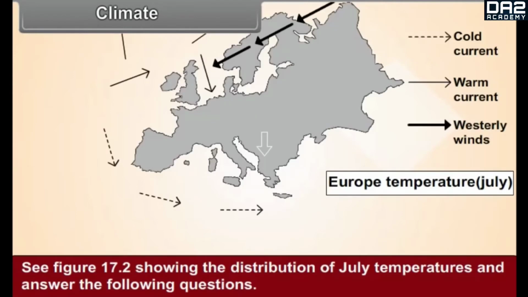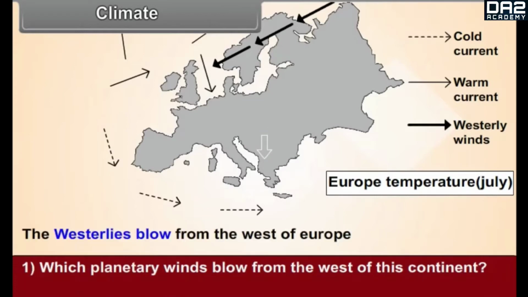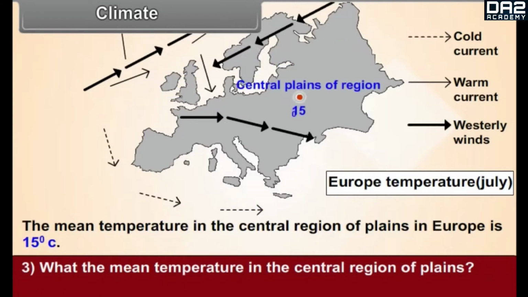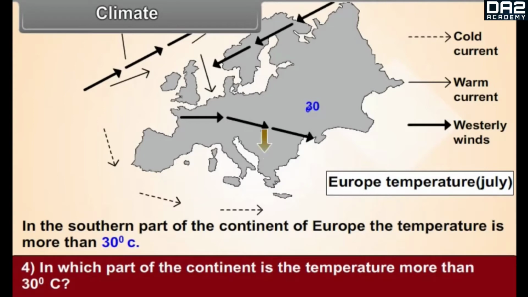Climate. See figure 17.2 showing the distribution of July temperatures and answer the following questions. Number 1. Which planetary winds blow from the west of this continent? Number 2. In which part of the continent are the temperatures below 10 degrees Celsius even during summer? Number 3. What is the mean temperature in the central region of plains? Number 4. In which part of the continent is the temperature more than 30 degrees Celsius?